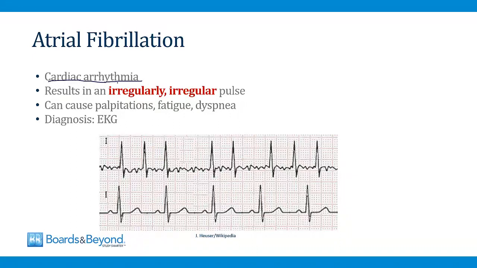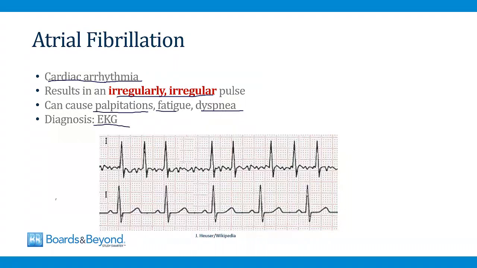It causes a pulse that is irregularly irregular. This is the classic description of the pulse in atrial fibrillation, and you should recognize it for your board exams. The symptoms, as we'll talk about in a minute, are variable, but atrial fibrillation can cause palpitations, fatigue, and sometimes dyspnea, and the diagnosis is always made by EKG.